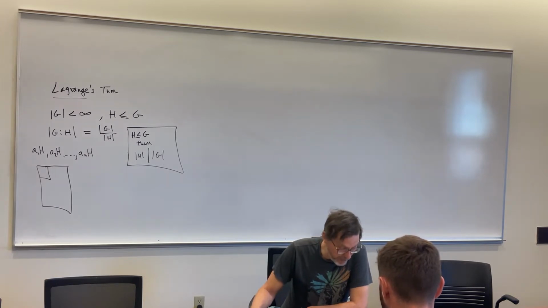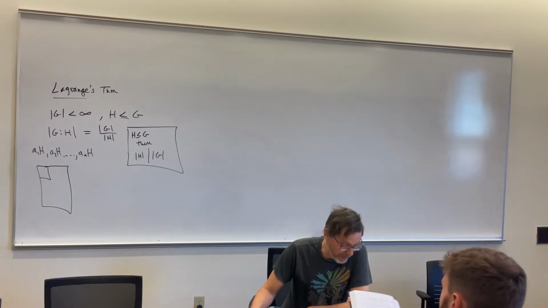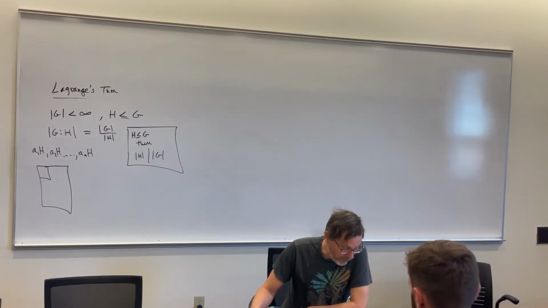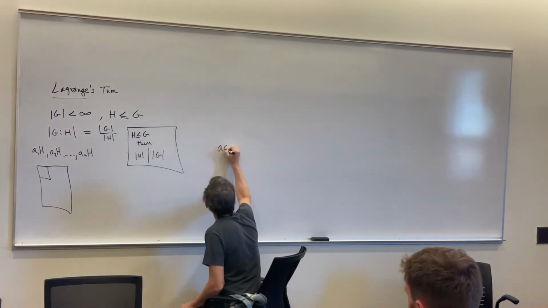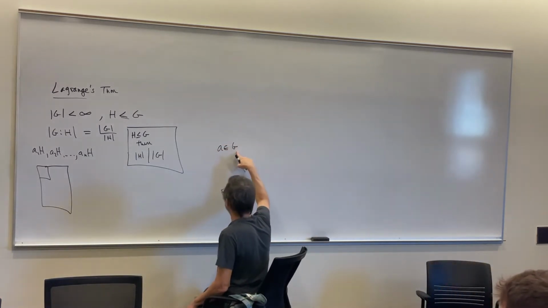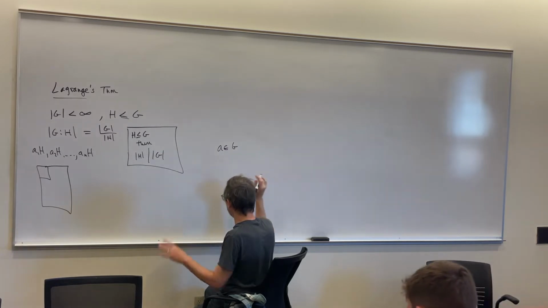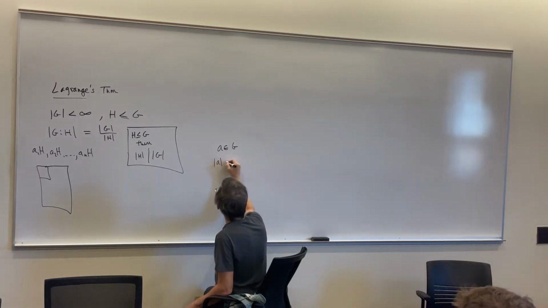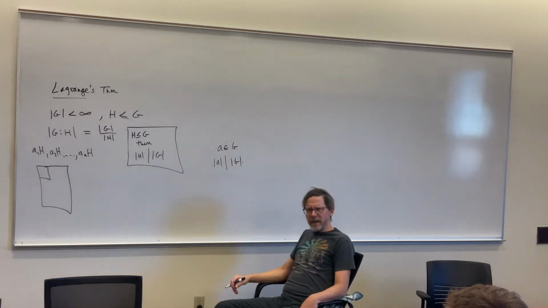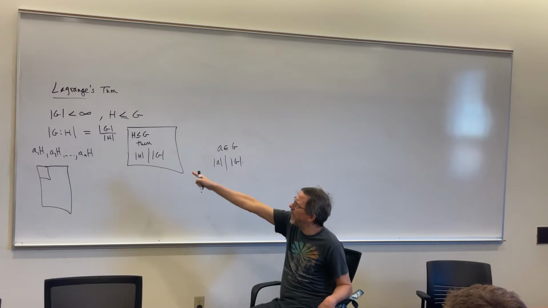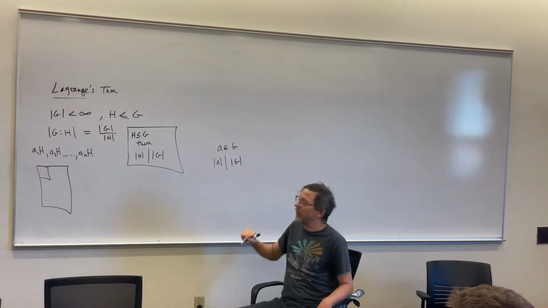So corollary 1 is kind of exactly what Trinity said. Corollary 2 is that if you have an element of a group of finite order, everything here is finite order, then the order of A divides the order of G for every element. So why would that be? Why would that follow from that over there?